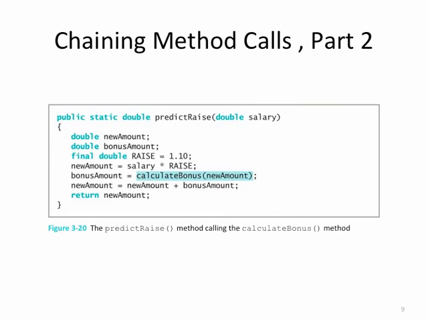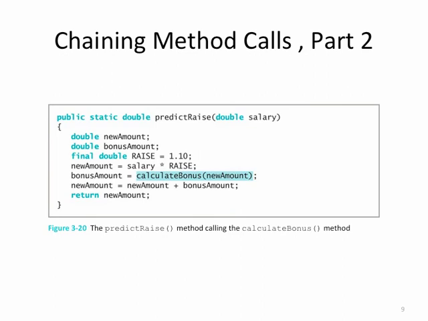Predict raise is the name of the method. It's going to return a double. It receives double salary as a parameter. Then we declare two local variables, new amount and bonus amount, as well as a constant called raise. New amount equals salary times raise. Bonus amount equals calculate bonus new amount. Look at that. We've called another method from within a method. From within predict raise, we are calling calculate bonus.